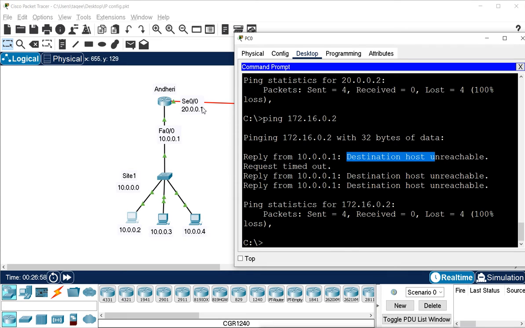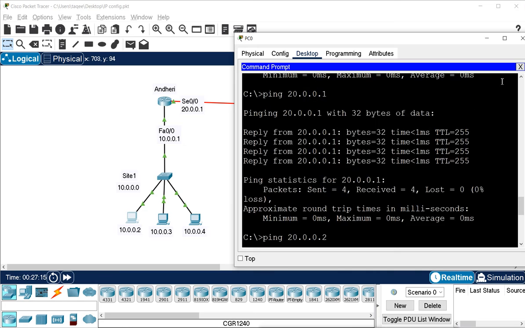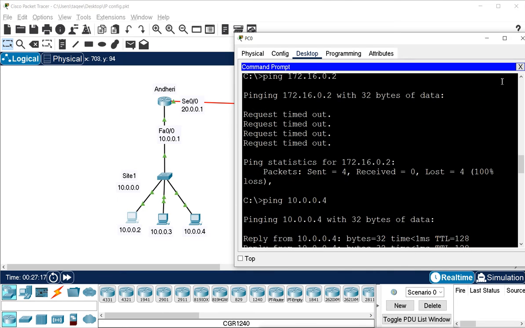Why? Because the routing table of this router does not have the information about this network. So it does not have information about this network, and that is why the router is saying destination host unreachable. Previously it was saying timeout when we tried to ping that IP.